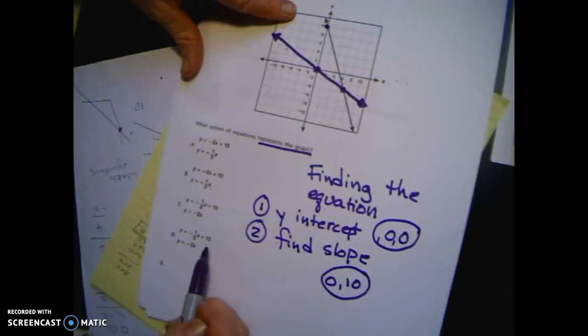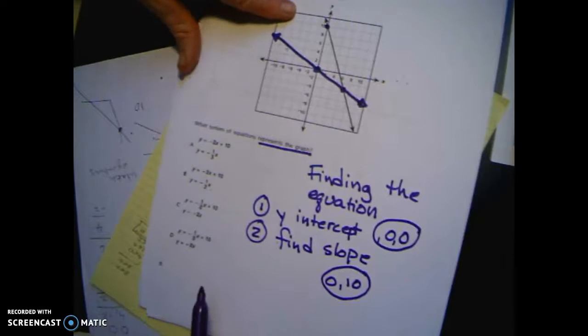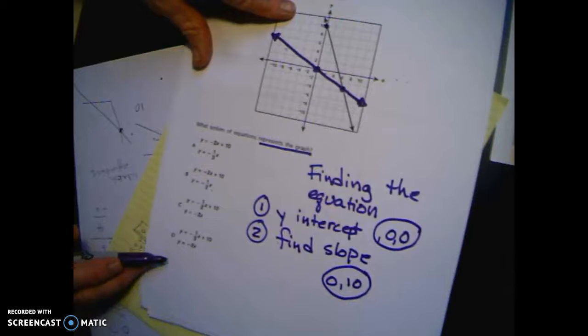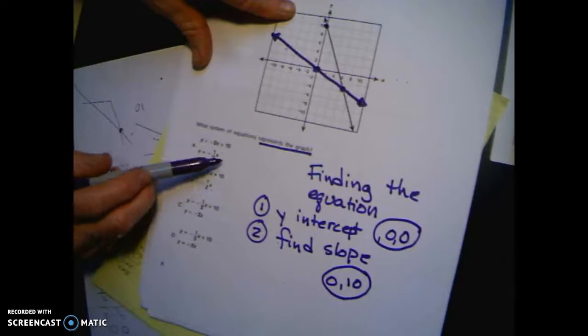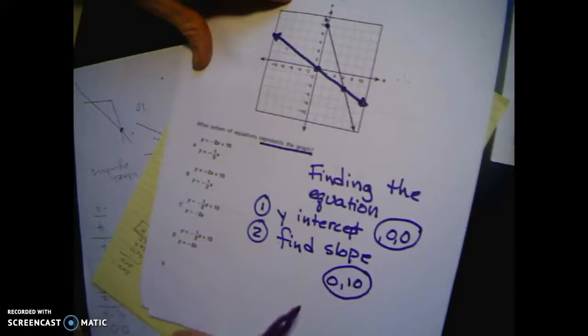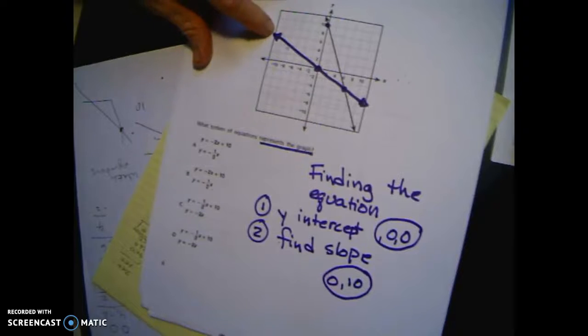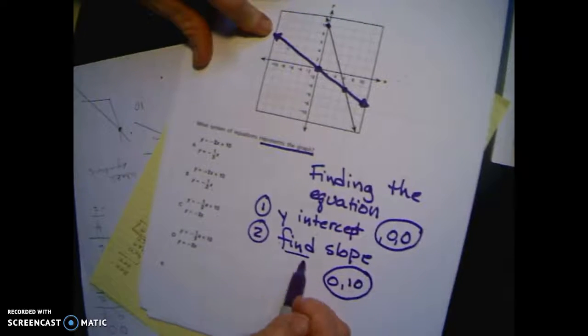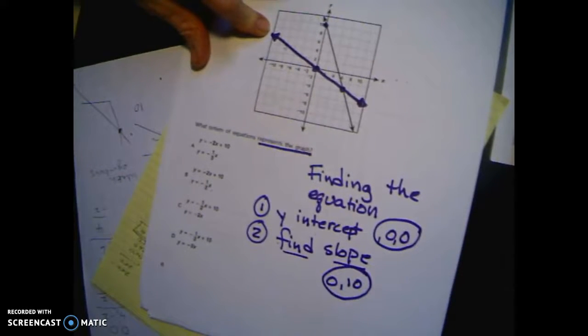Now I look at my answer choices to see if I can get rid of anything. And unfortunately my answer choices all have 10, 0, 10, 0. So this doesn't help me too much because they all have the right y-intercept. So I have to rely on finding slope, kind of like finding Nemo.